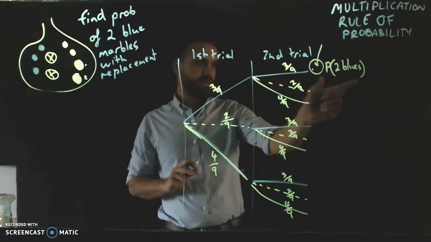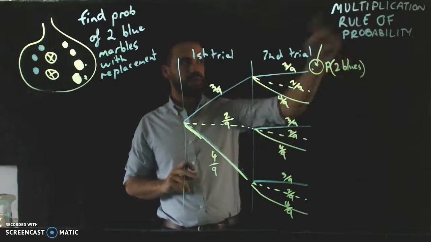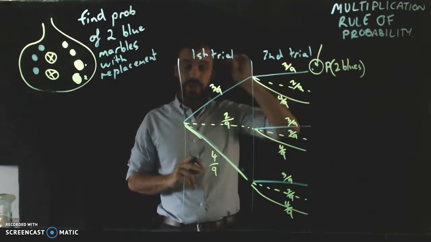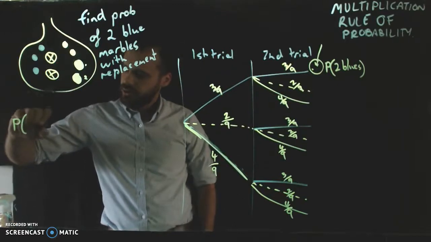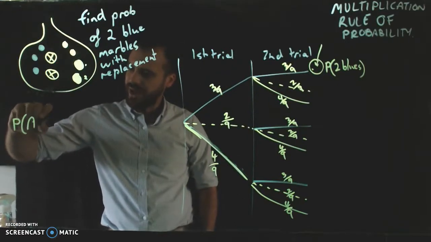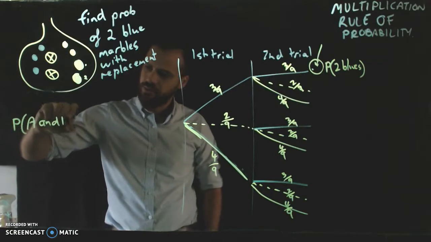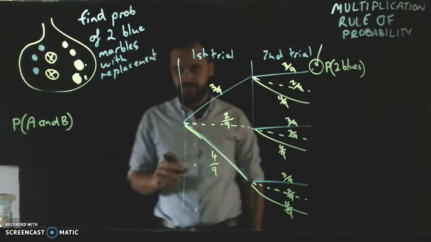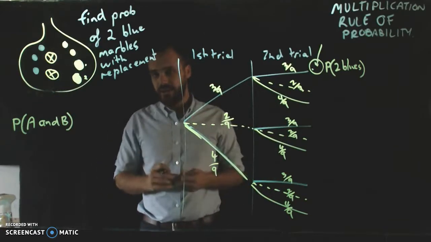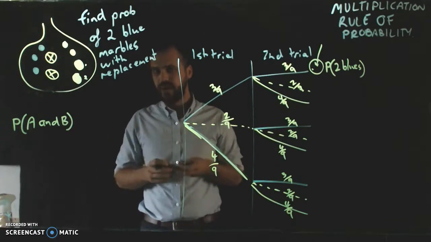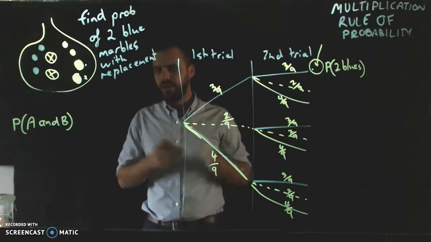Okay, so we'll come back to that in a minute. First of all, let's formalize our multiplication rule. Now, the multiplication rule says that the probability of A and B happening. So the probability of one event and another event happening. I don't want to say at the same time, but both occurring.